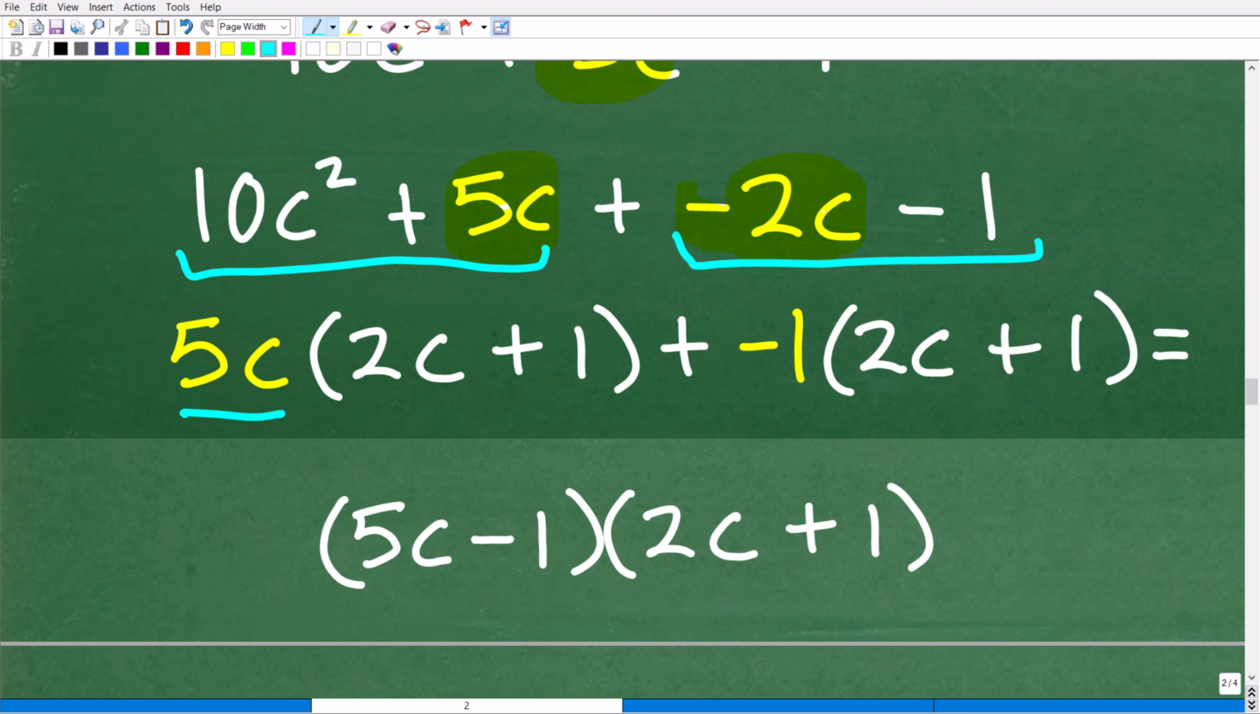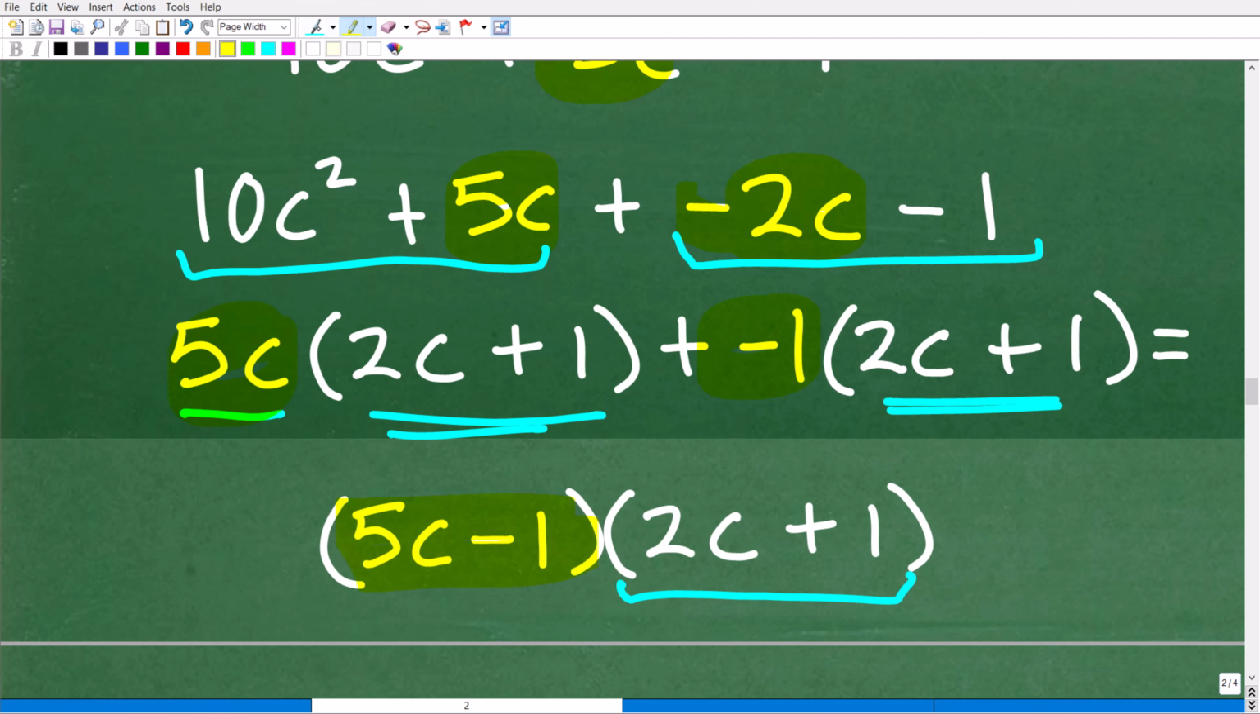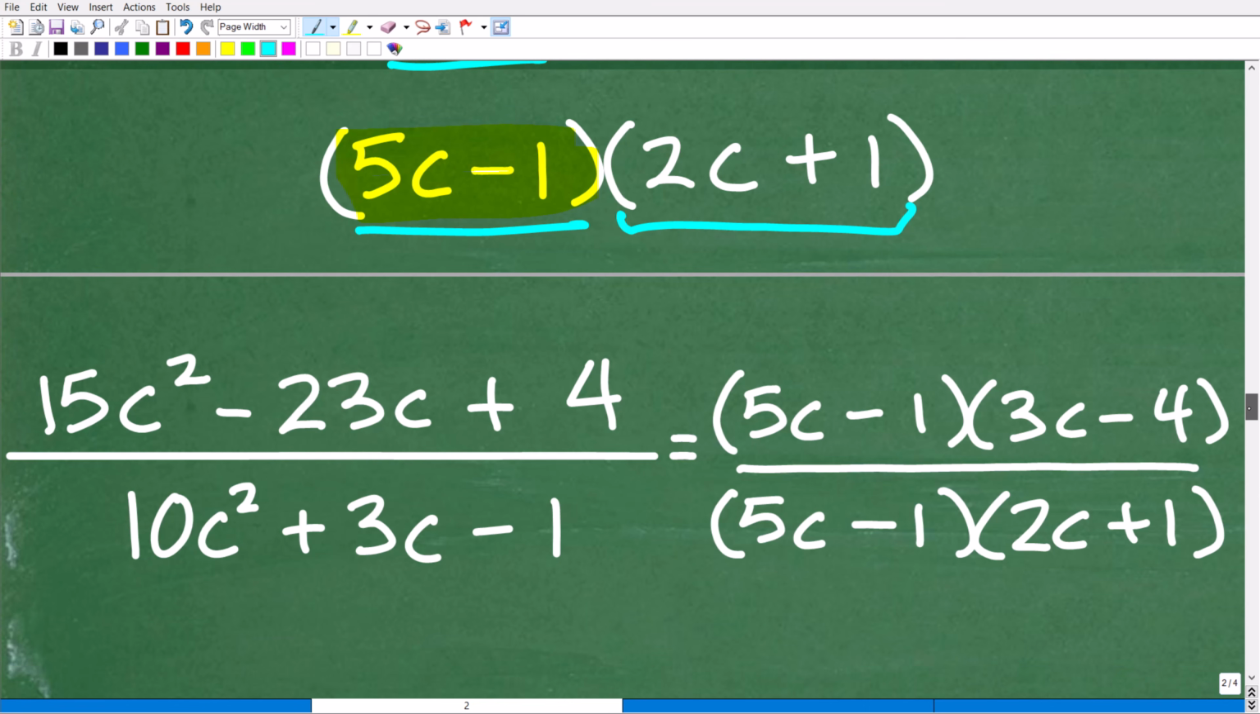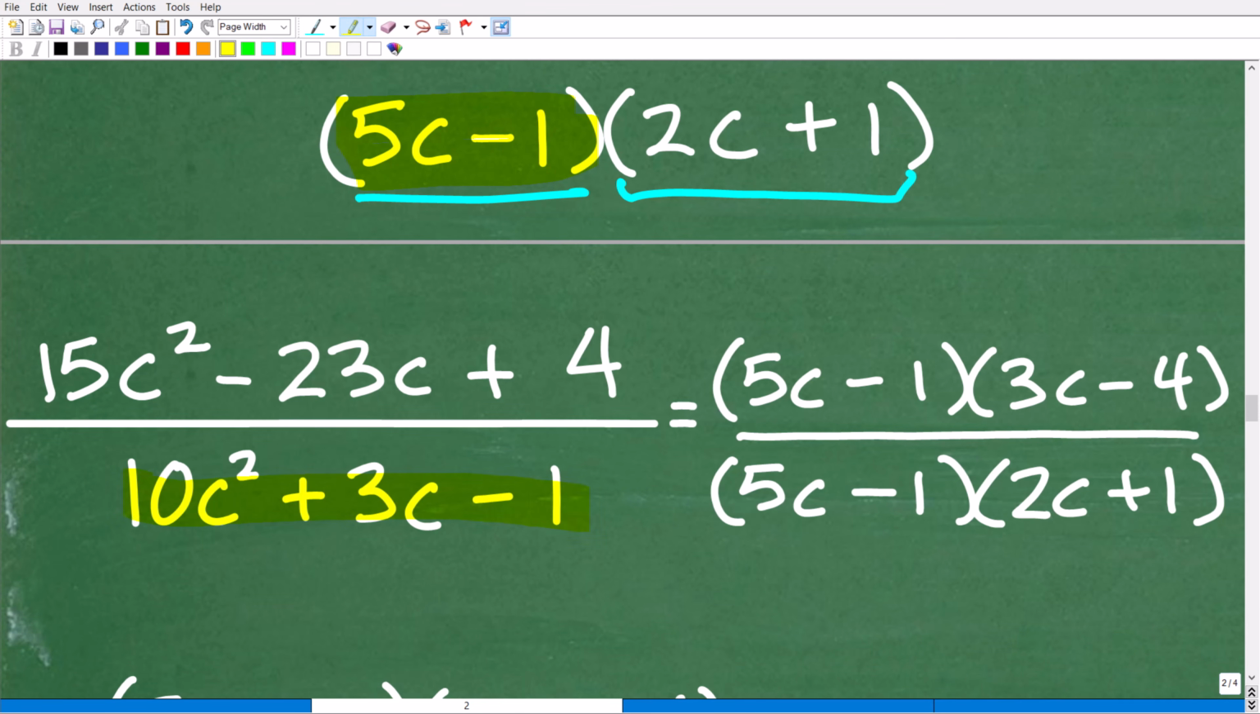So here I can factor out a 5c, and that's going to leave me with a 2c plus 1. And then here again, I'm going to factor out a negative 1, and that'll leave me with a 2c plus 1. And now I can factor out a 2c plus 1, and that leaves me with 5c minus 1 right here. Okay, so again, a lot of work involved. So our denominator trinomial was able to be factored into 5c minus 1 times 2c plus 1. Okay, so tons of work, and hopefully you can see that we have like factors there.